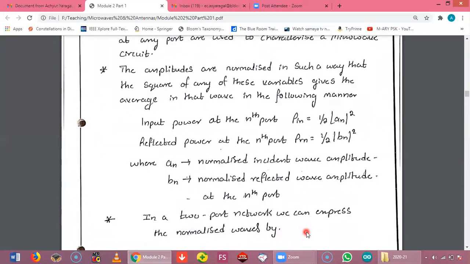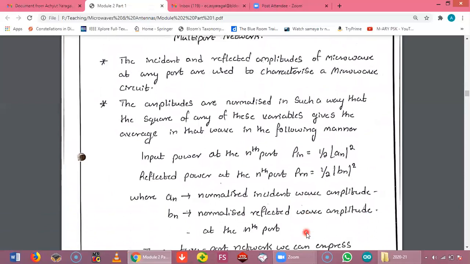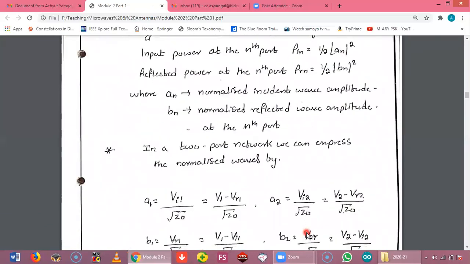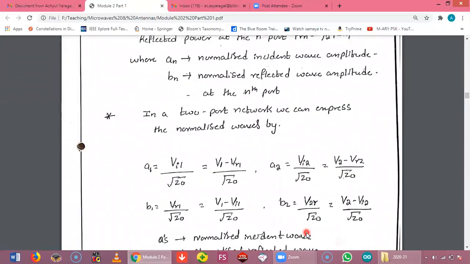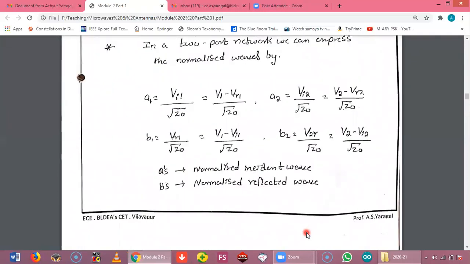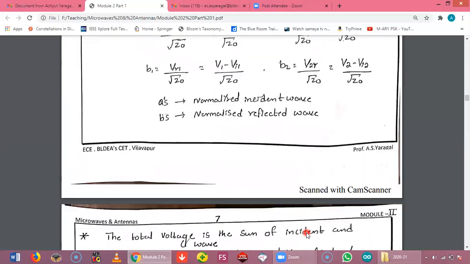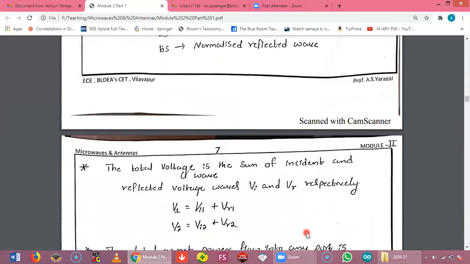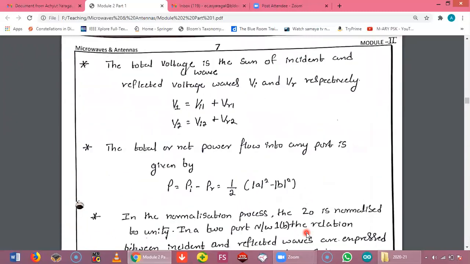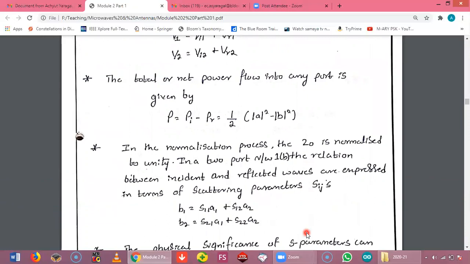So I will just repeat once again. You have to consider the input power, the input and reflected power at the input. Then try to understand what exactly A1, A2, V1 and V2 are. You have to write in terms of voltages, that is incident and reflected voltages corresponding to those particular ports. Then we understand the total incident wave voltage and reflected voltage, and how the power is being supplied from port 1 to port 2. Then we represent them in terms of S parameters.